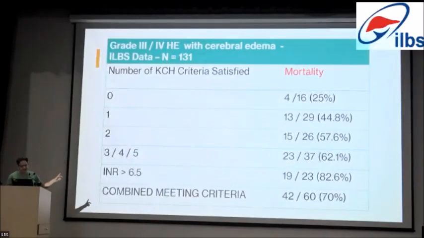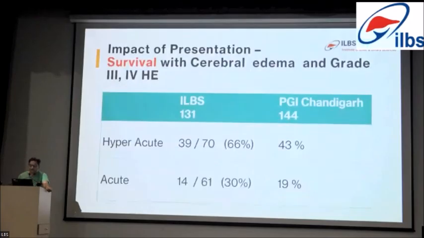Again, this is our own data, and you see the criteria, because I'm coming back to criteria again and again. And you see, even patients who are not satisfying criteria, 1 in 4 die when they are not satisfying any of the King's College criteria. Then if they satisfy 1, it is 44%, 2, 57%, 3, 62%. And if you have a single criteria, INR more than 6.5, the mortality is beyond 80% as well. So this is an important thing. You can't beat these numbers. These numbers are very important to remember in order to select patients for transplantation as well. And again, as I emphasize, hyperacute doesn't mean that everybody is going to survive.